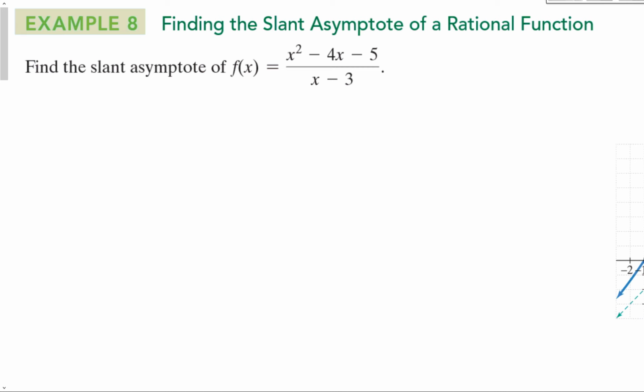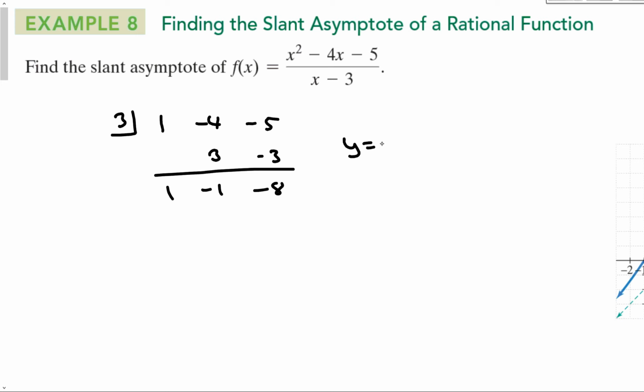So find the slant asymptote here. So remember, we're going to use synthetic division. So we use 3 because we have x minus 3, so x is equal to 3. I don't have to skip any coefficients, so that's 1, negative 4, negative 5. Bring down the 1, multiply, add, multiply, and I don't even have to worry about the negative 8. So the equation of my slant asymptote is x minus 1.